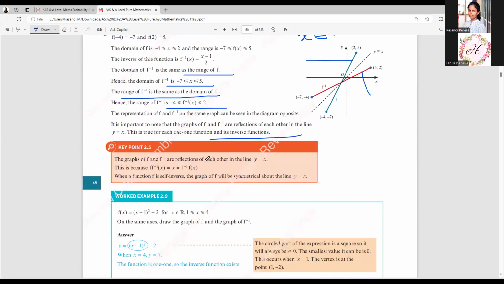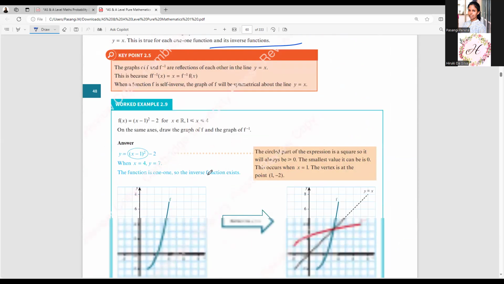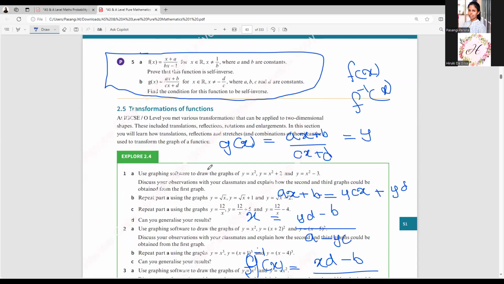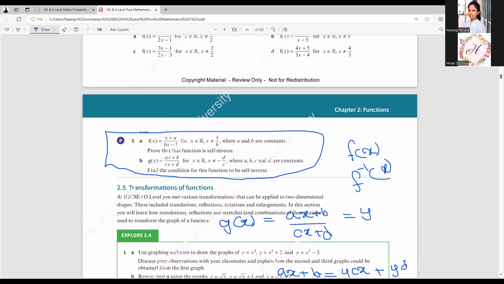And then we have, on the same graph, okay, that's it, right? y is equals to x. On the keywords there's nothing much. And then directly they have one, okay. Then find the condition for this function. Find the condition for this function.